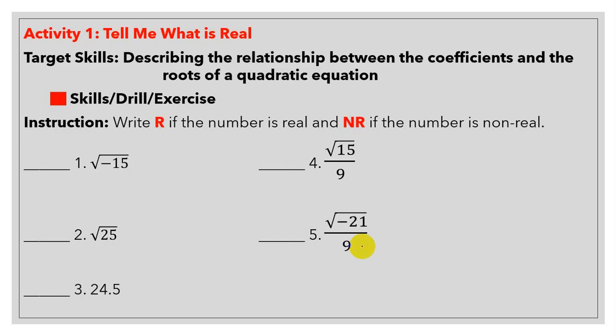Now, let's have our initial activity so that you can recall the difference between real and non-real numbers. For the instruction, we have to write R if the number is real and NR if the number is non-real. For number 1, we have the square root of negative 15. If you use your calculator and compute the square root of negative 15, the answer that you will get is math error. It means that there is an answer but it is undefined. So undefined numbers and imaginary numbers fall under non-real numbers.